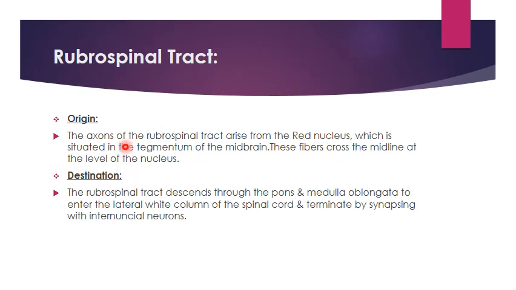Rubrospinal tract. The axons of the rubrospinal tract arise from the red nucleus, which is situated in the tegmentum of the midbrain. These fibers cross the midline at the level of the nucleus. It means the fibers cross immediately after they arise from the red nucleus. The rubrospinal tract descends through the pons and medulla oblongata to enter the lateral white column of the spinal cord and terminate by synapsing with the internuncial neurons.